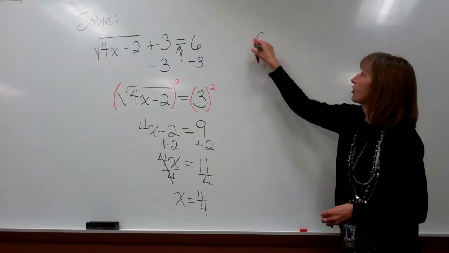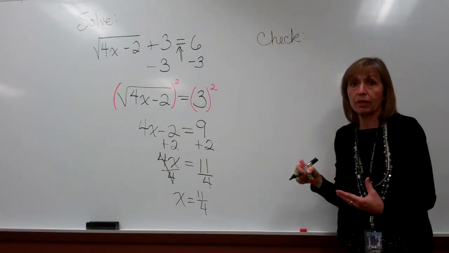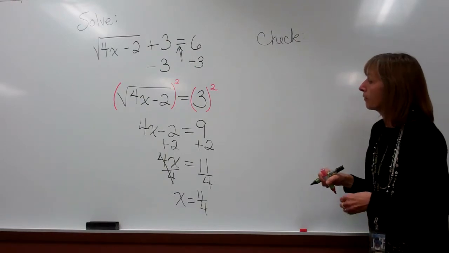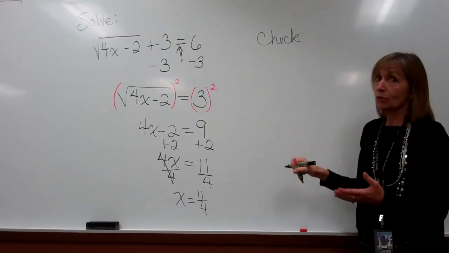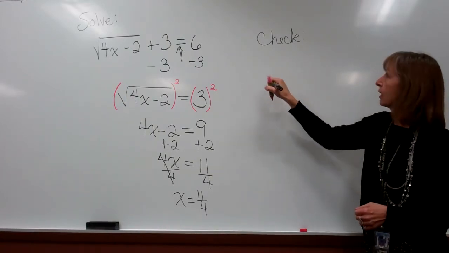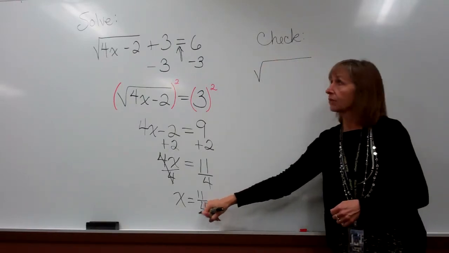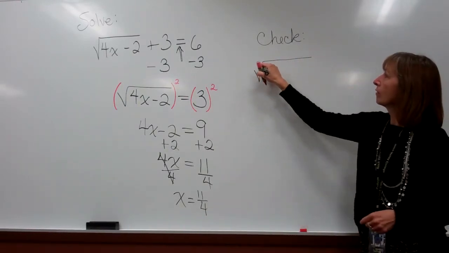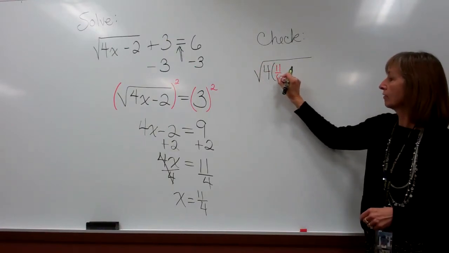So next up, we have to check. And you have to show on your paper that you checked it so that your professor knows that you remembered to do this step, and also to make sure that you only report the solutions that are valid. So in the original equation, we're going to take out the x's and replace them with the 11/4. So I have the square root of 4 times, take out the x, and put in the possible solution of 11/4.